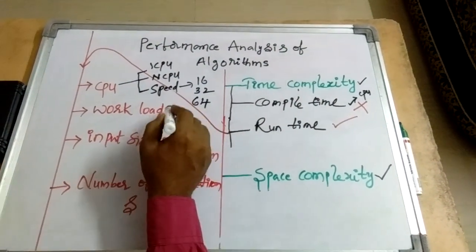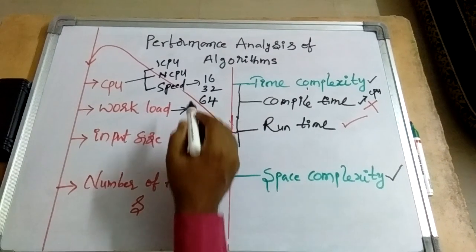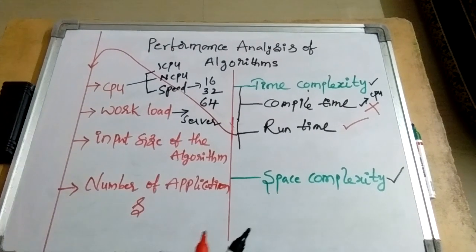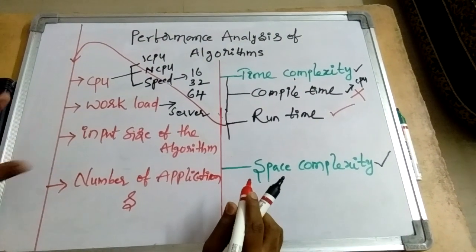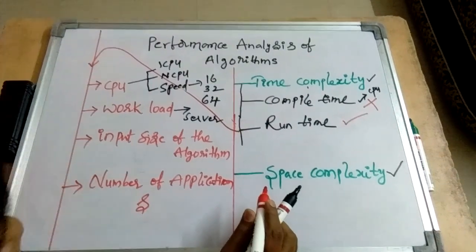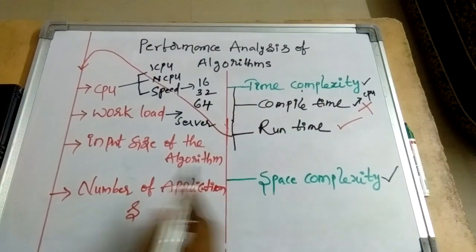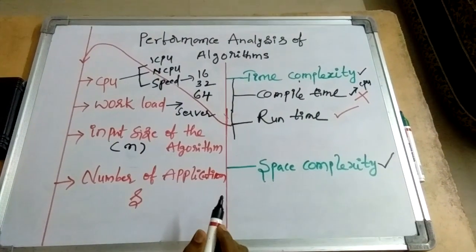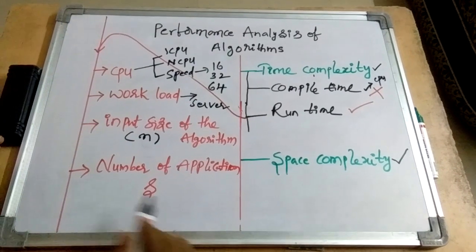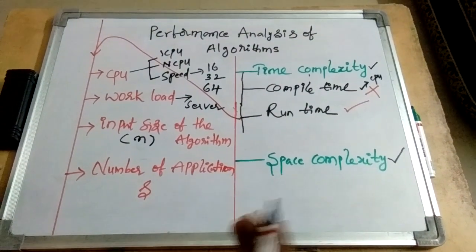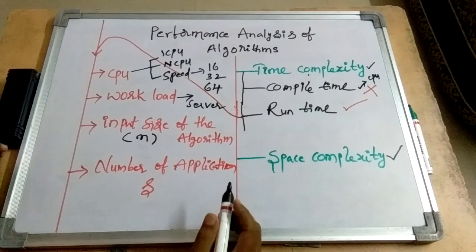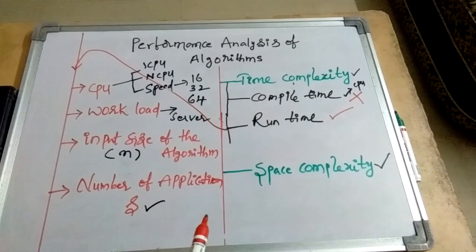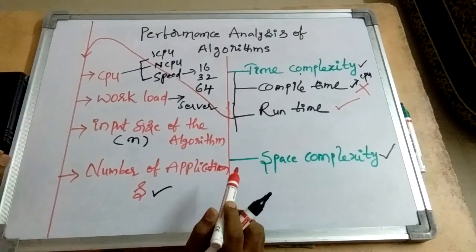And then workload, whether it is a standalone system or a server. If it is a server, it will be handling many client requests. So what type of system it is where you are running the program also affects the time complexity. And then input size of the algorithm. What is the input size? Input size we normally specify as n. Then the number of applications: when you are executing your C program, you might be executing other applications in parallel. The other applications also will impact the time complexity. Now, the runtime will be measured using all these things.